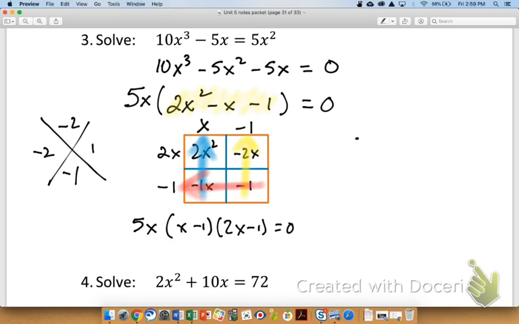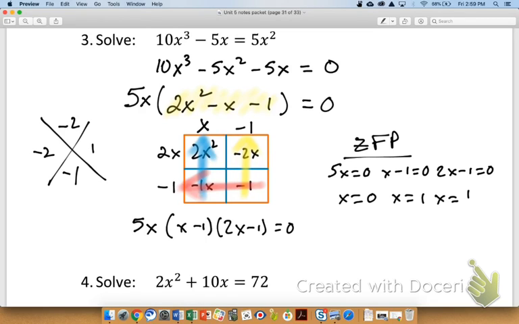So this is your zero factor property step. It'd be 5x equals 0, x minus 1 equals 0, 2x minus 1 equals 0. So your final answers would be x equals 0, x equals 1, x equals 1/2. There are 3 solutions there.